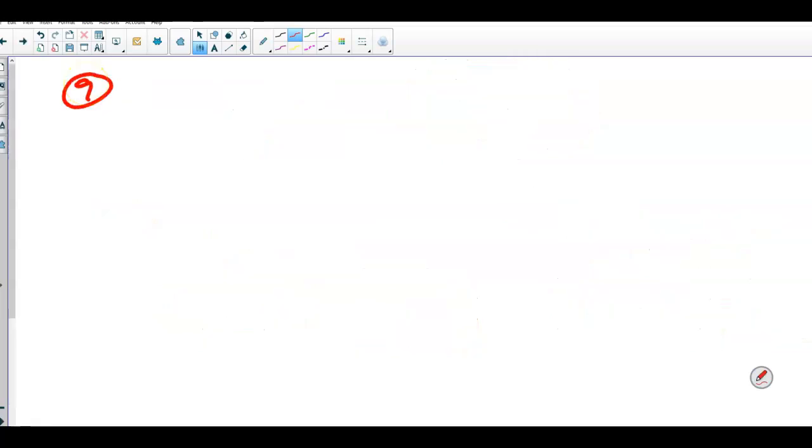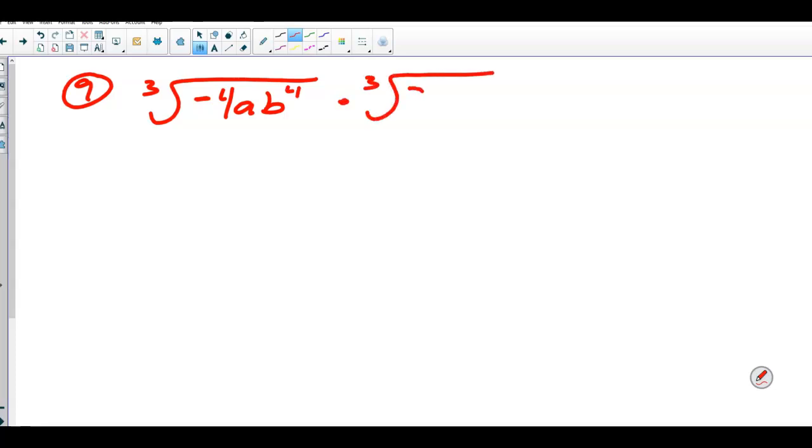For number 9, the cube root of negative 4ab to the 4th times the cube root of 2a squared b to the 4th. You can't multiply unless you have the same index. Here we clearly have the same index, so we can multiply. Negative 4 times 2 is negative 8.